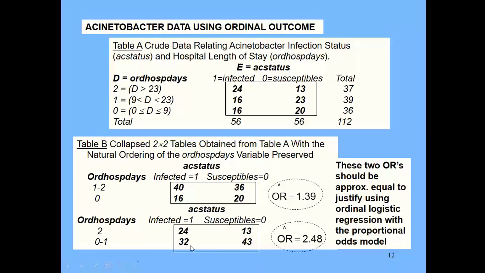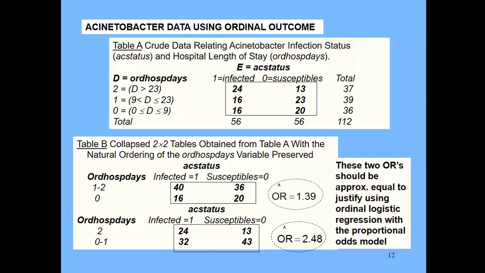Now, how did I get the bottom thing? 16 and 16 are 32, and 23 and 20 are 43. So that's how I got the bottom one. Okay? So what I've done is I've taken this 3 by 2 table and written it as 2 by 2 tables. That's what I've done.